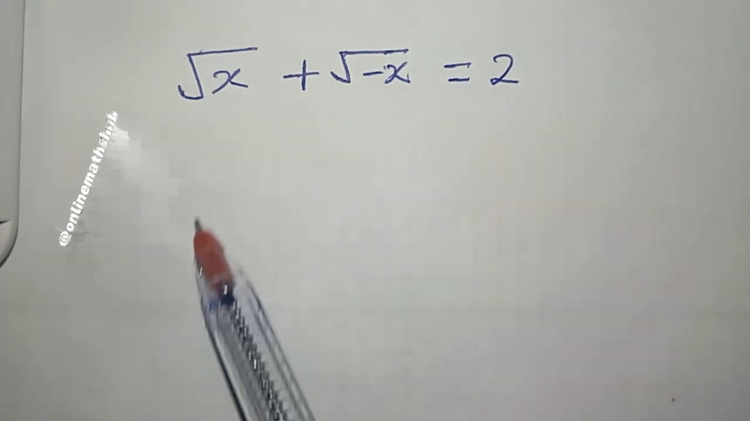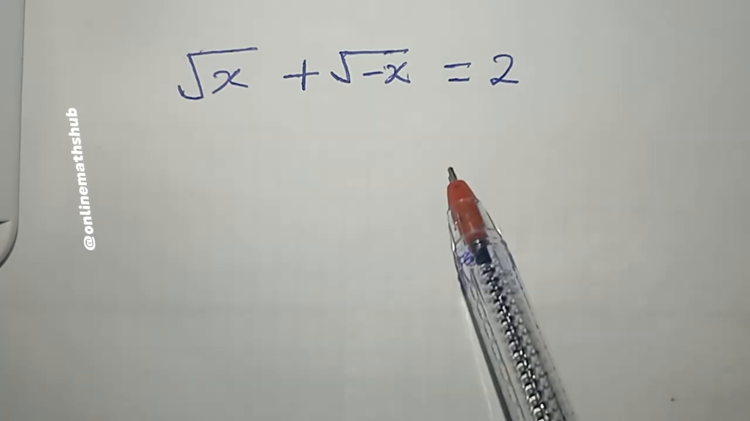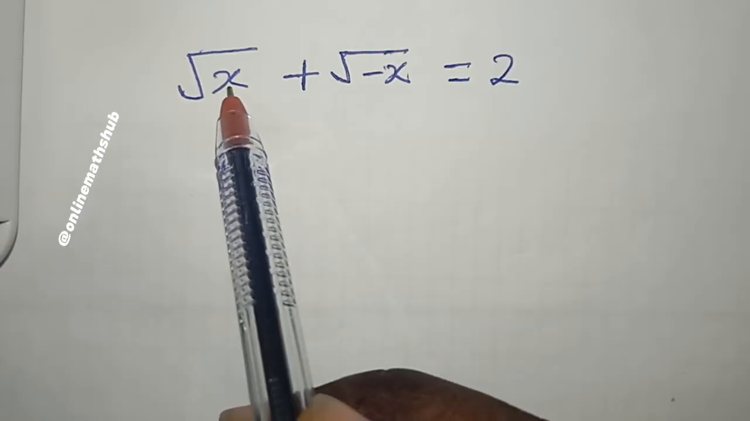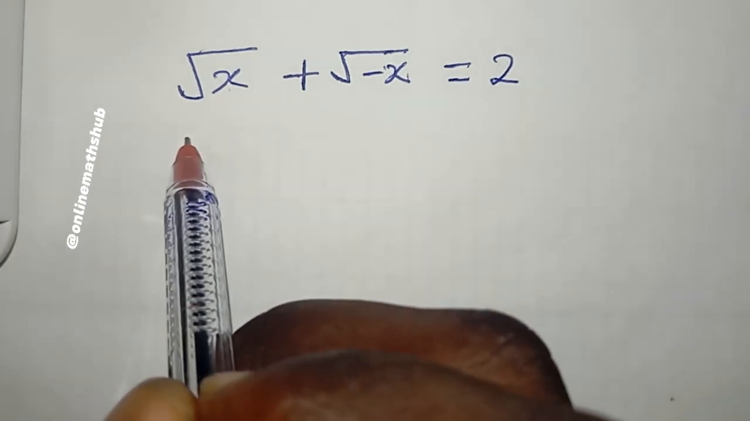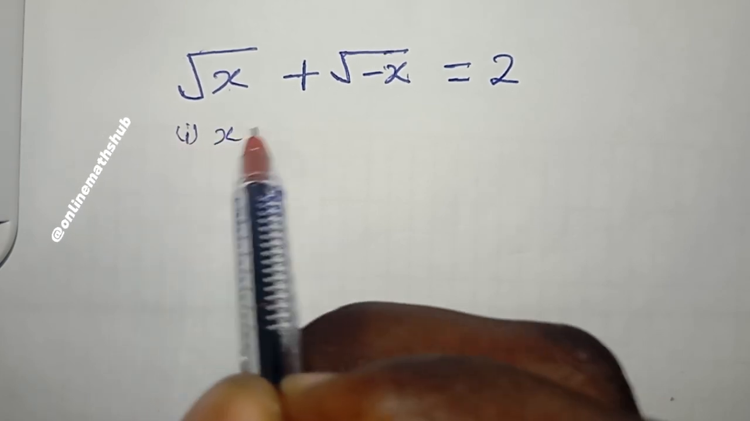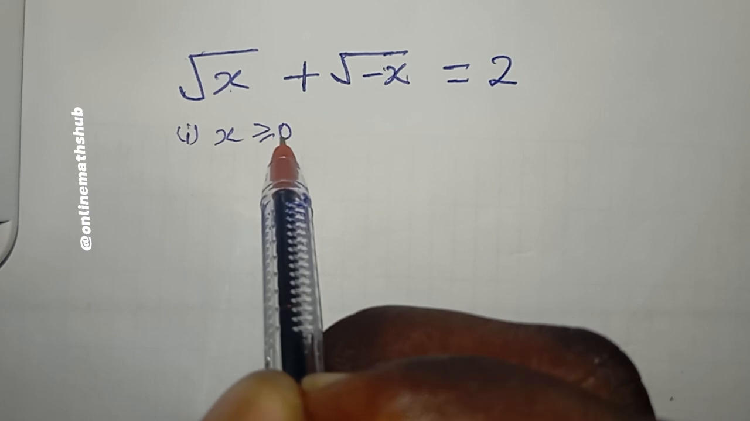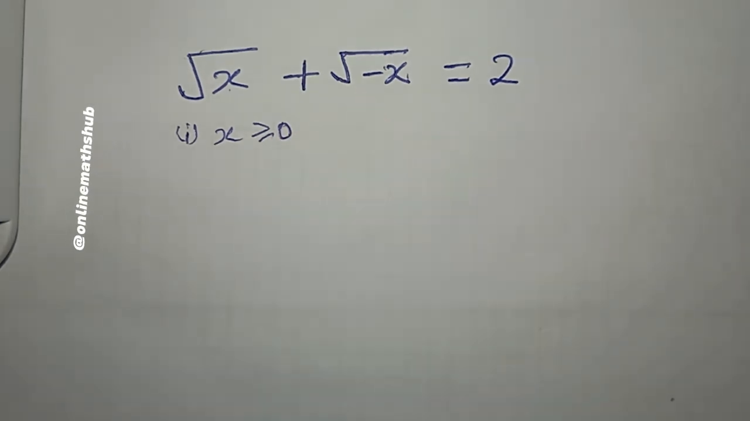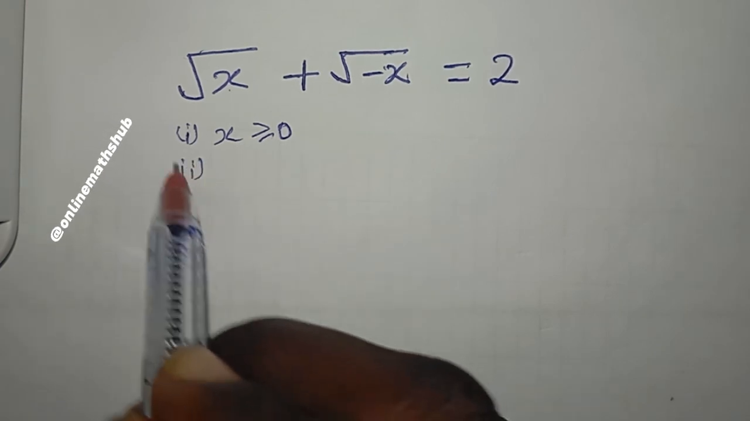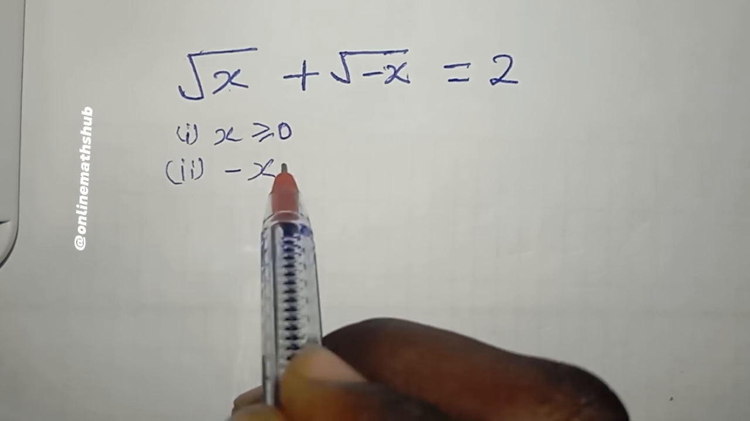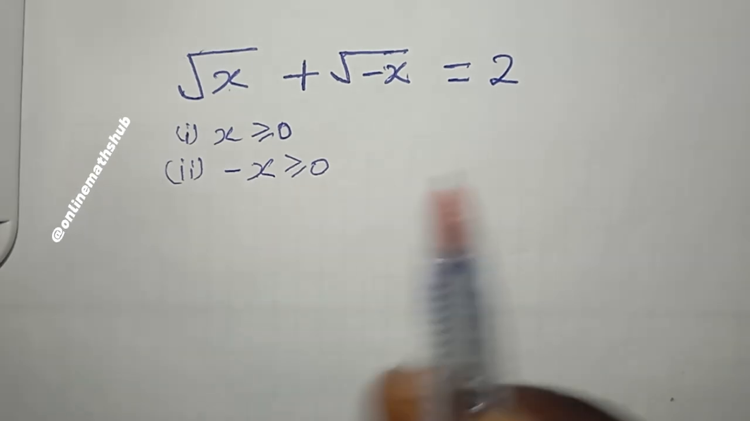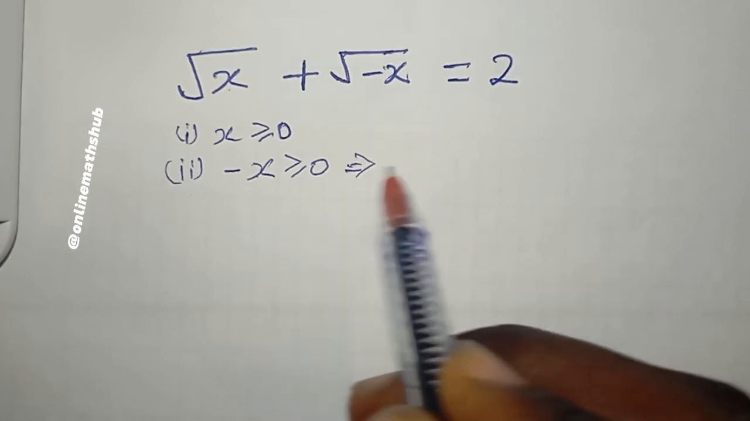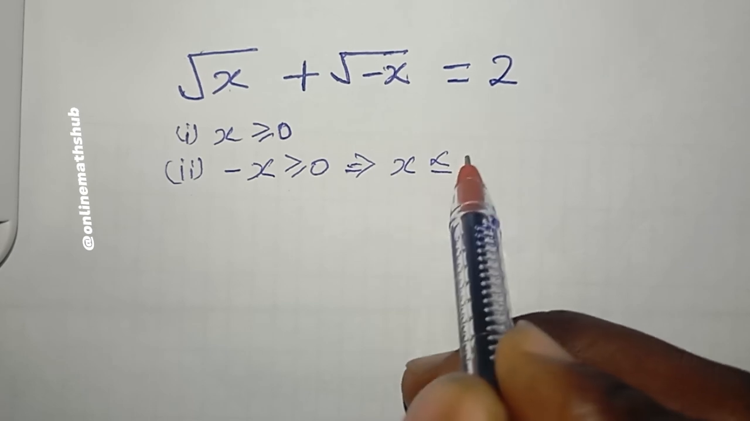If you want to find out the real values of x that actually satisfy this equation, we know that the value of x, since it is inside this square root, is going to be non-negative. And so for this x here, in the first case, x is going to be greater than or equal to 0. And the second one here, the negative x, will also be greater than or equal to 0. If negative x is greater than or equal to 0, it also implies that x is going to be less than or equal to 0.